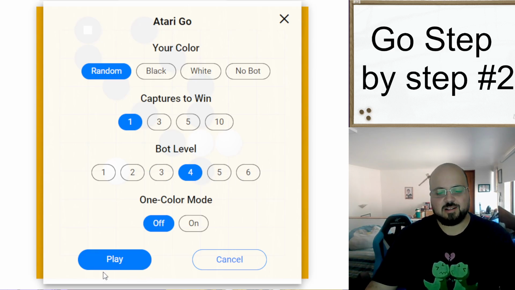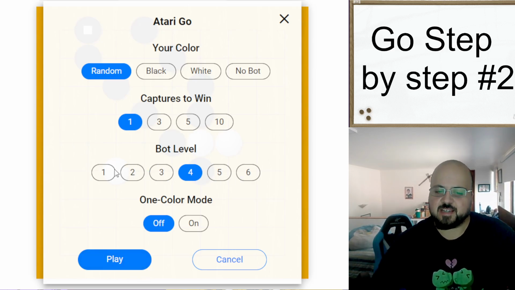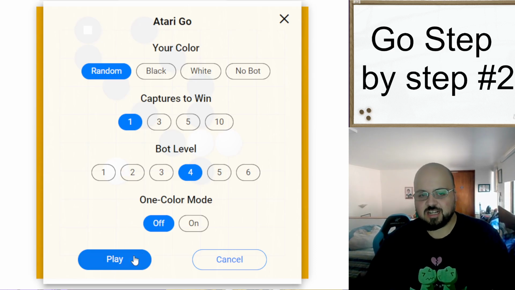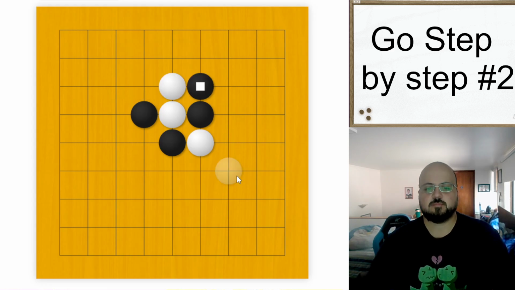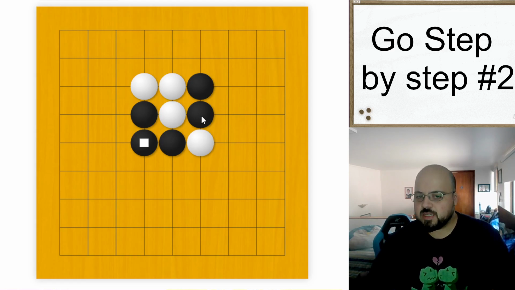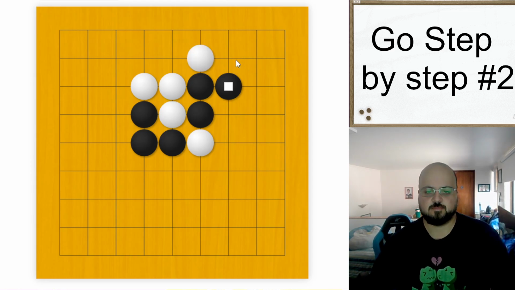I will put level 4 for me. You should start with level 1 and get a little harder. So now these two stones have three liberties. This has four. I have three. I will play here first. Now I will extend. And I will extend here.